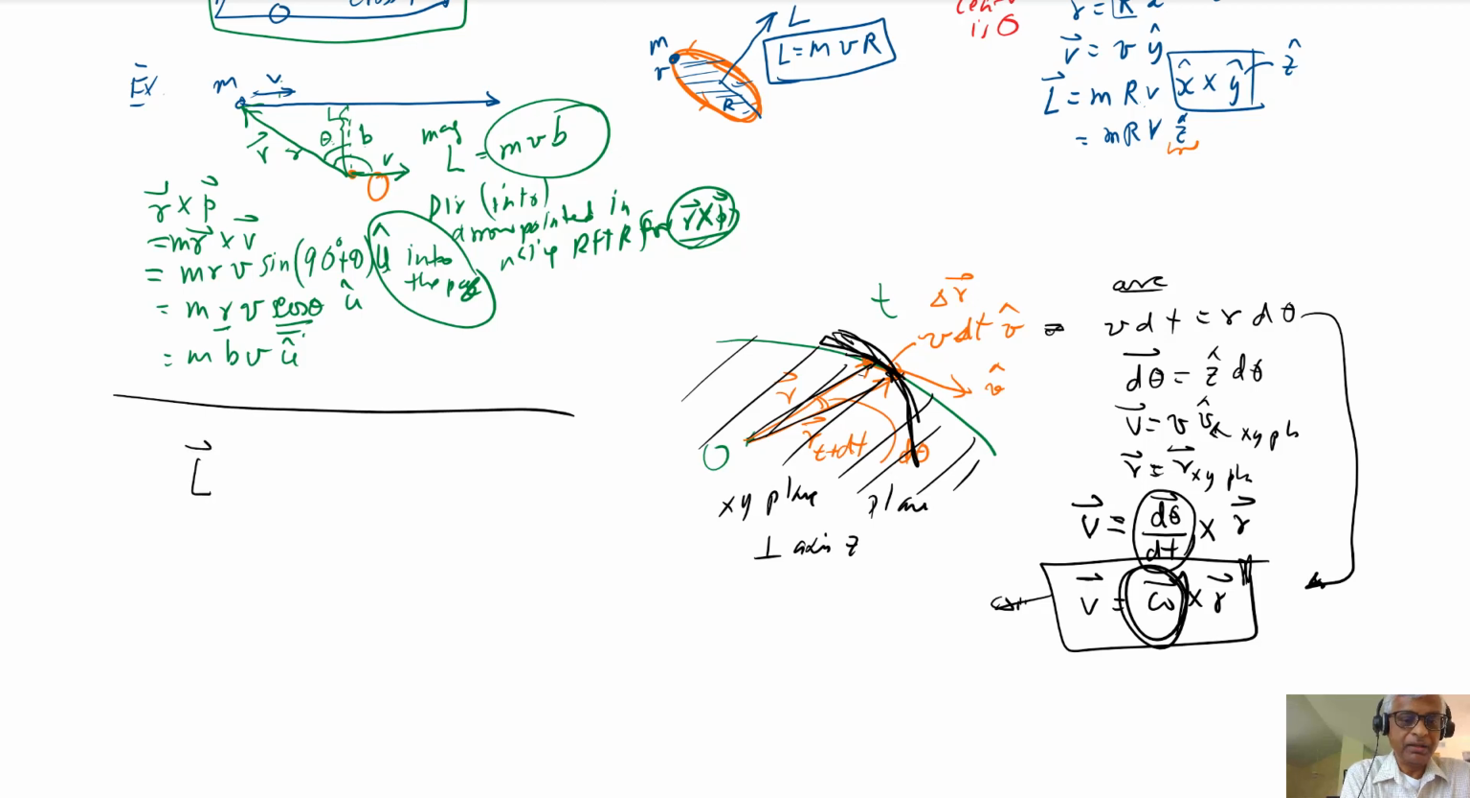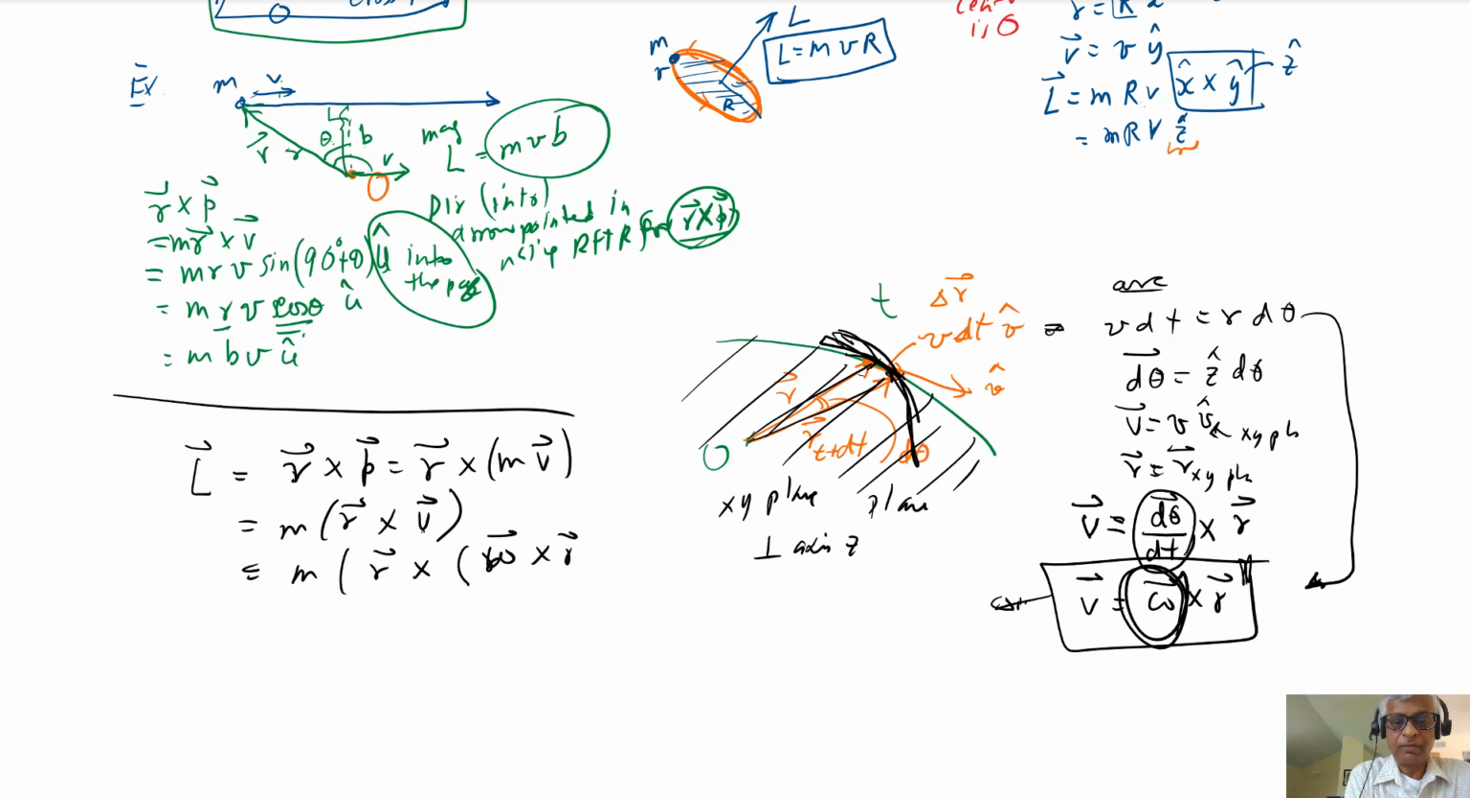So we have L, which was R cross P, which was R cross MV, and M is a scalar, so I can move it to the front, M R cross V. And for V I can replace it with R cross omega cross R. Now this is a triple product, so we can use the BAC-CAB rule, and we can write it down as M, take this one out first and take the dot product of the remaining other two, and then take this one out and dot product of the other two.